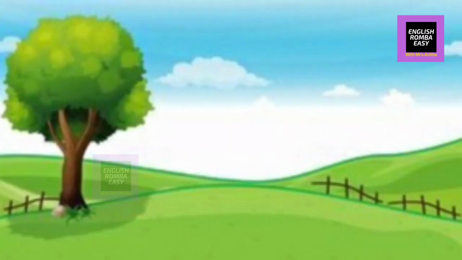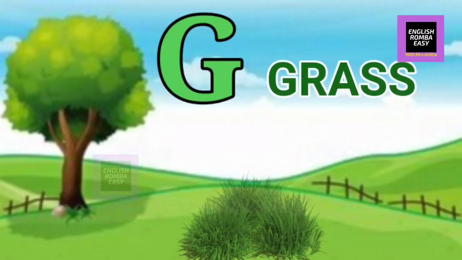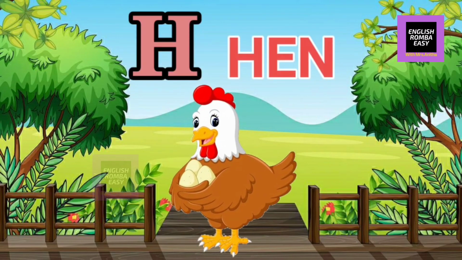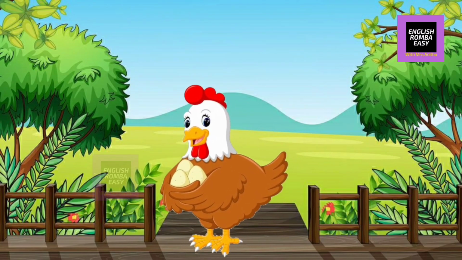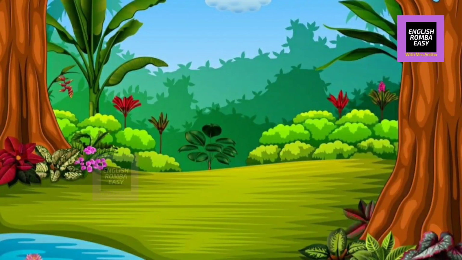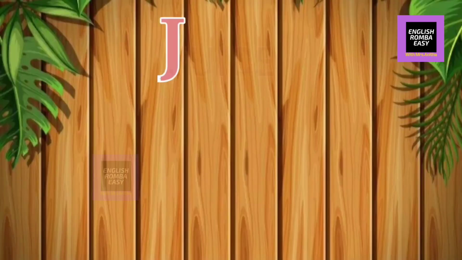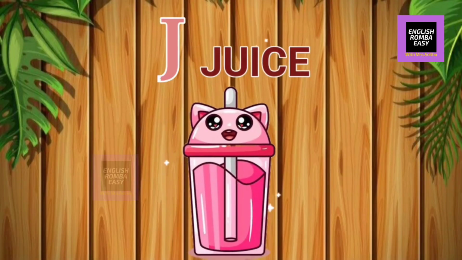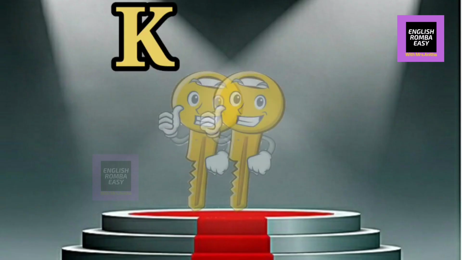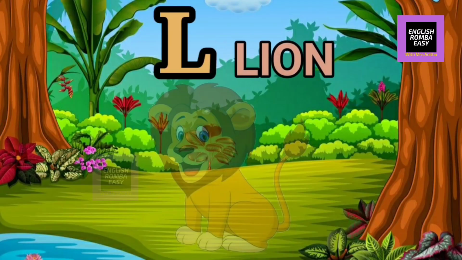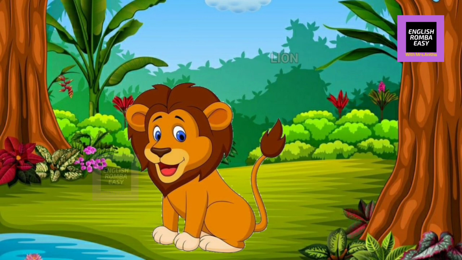Frog. G is for grass. Grass. H is for hand. Hand. I is for insect. Insect. J is for juice. Juice. K is for key. Key. L is for lion. Lion.